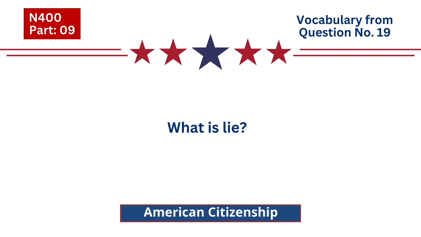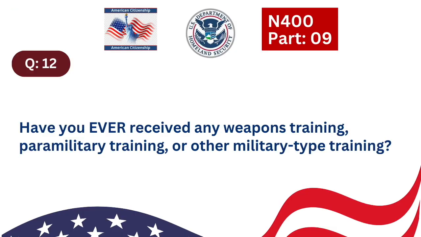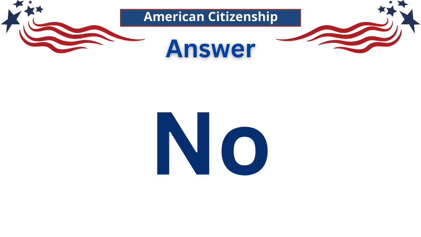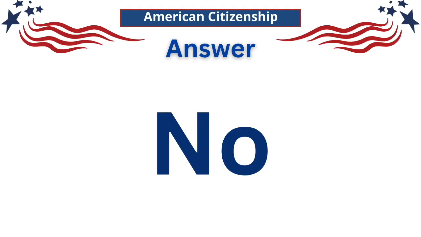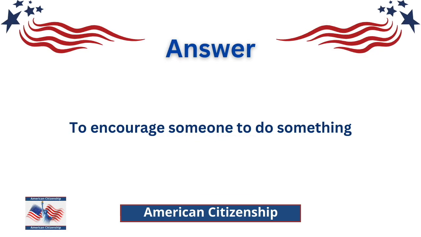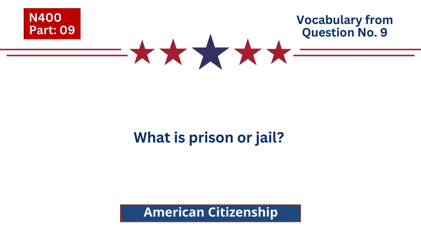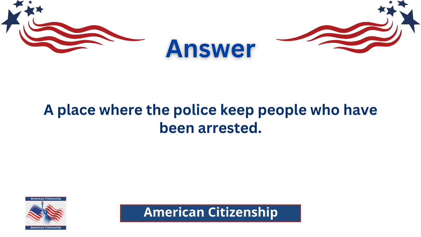What is lie? Not true. Have you ever received any weapons training, paramilitary training, or other military-type training? No. Have you ever been removed or deported from the United States? No. Define. Incite. To encourage someone to do something. What is prison or jail? A place where the police keep people who have been arrested.